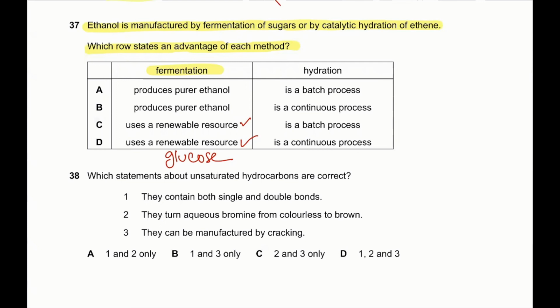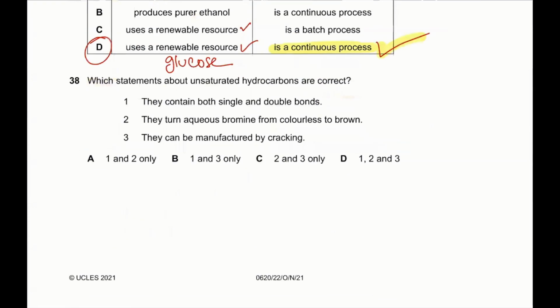In the hydration process, it's a continuous process. That's the advantage of using the hydration of ethene. All right, so question number 37, D will be the correct answer, guys.